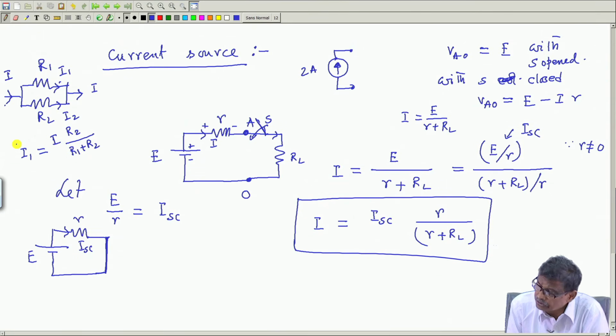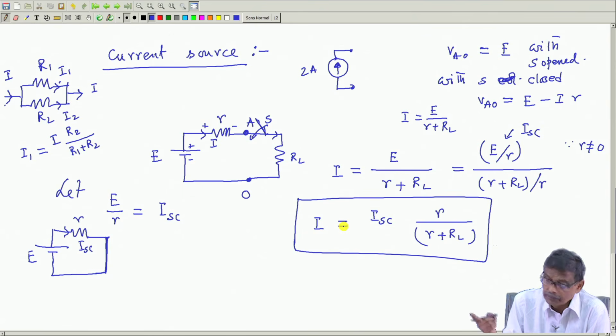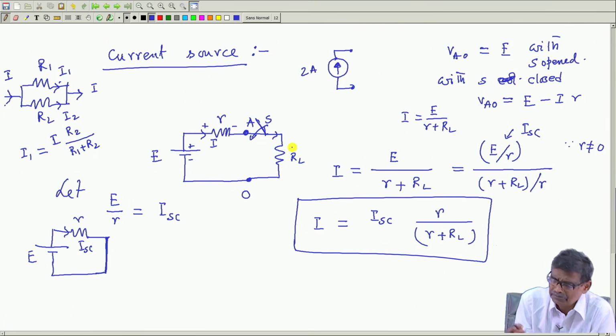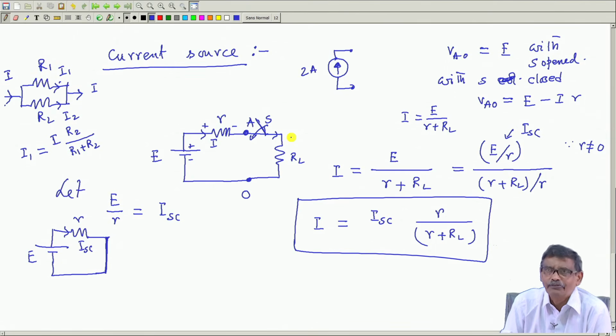We know this parallel current division in two resistances in parallel. So, here also it looks like that okay, there is some fixed current ISC. Our problem is to find out the current flowing through RL in this circuit. We did it, E by small r plus RL, but I am also trying to interpret that result from some other point of view.